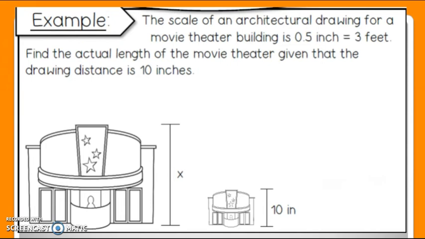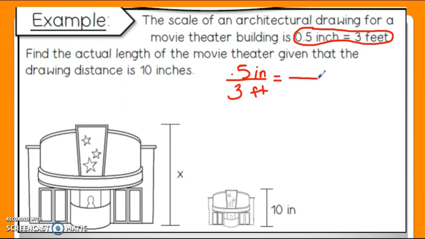The scale of an architectural drawing for a movie theater building is 1/2 inch is equal to 3 feet. Find the actual length of the movie theater given that the drawing distance is 10 inches. We are going to use our scale, and we are going to turn that into a fraction. We have 1/2 inch over 3 feet, and I'm going to put my labels in here just so it helps me stay organized.